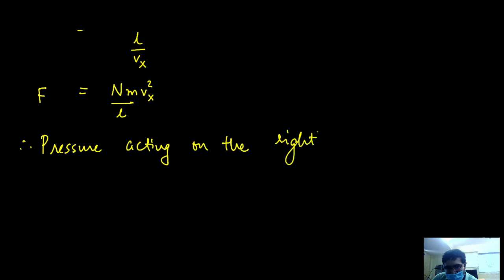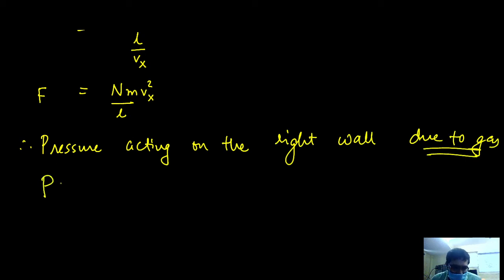Now, if this is the average force, then we can find the pressure. Therefore, pressure acting on the right wall due to the gas. Remember, due to the molecules or due to the gas, because gas molecules are hitting. So this pressure is given by, hopefully you remember, F cos theta by area.